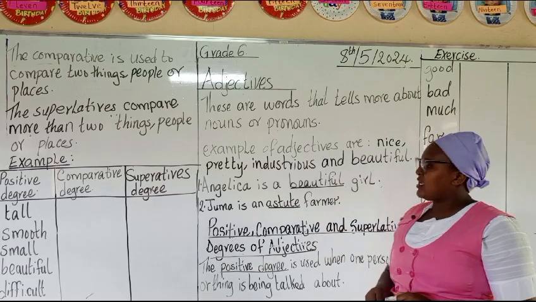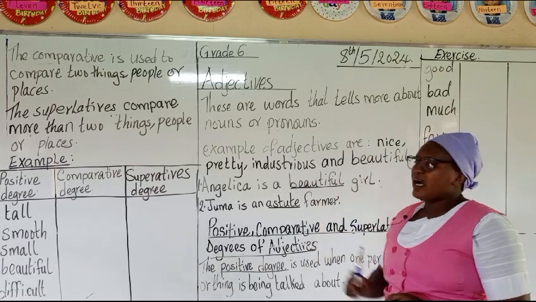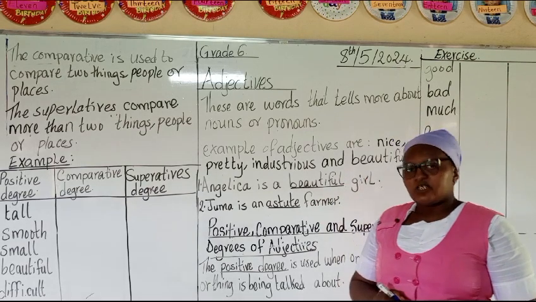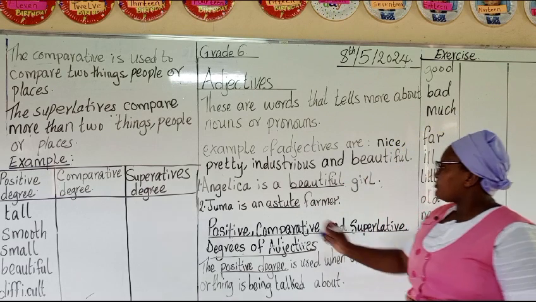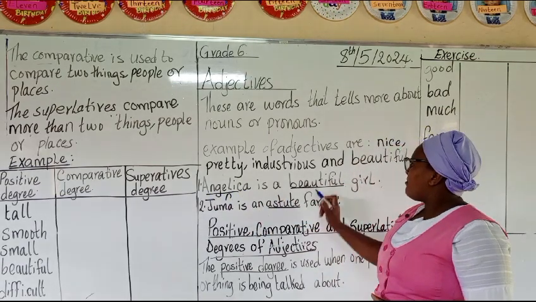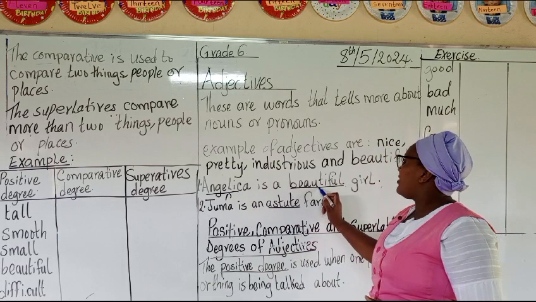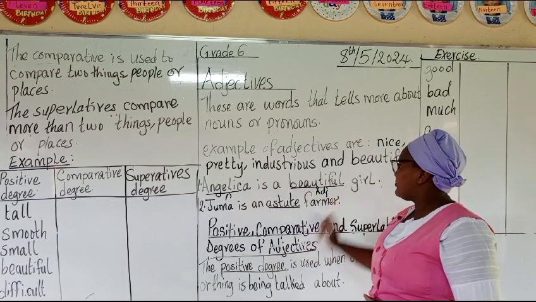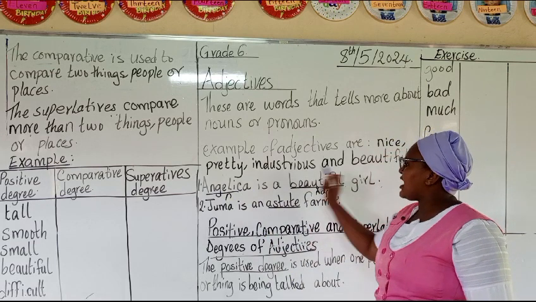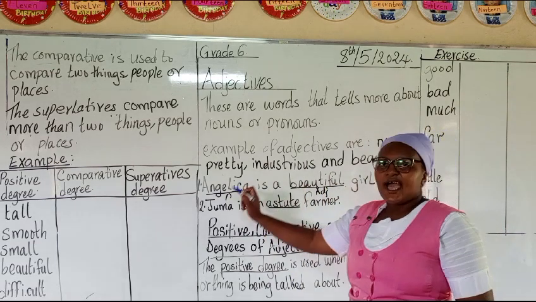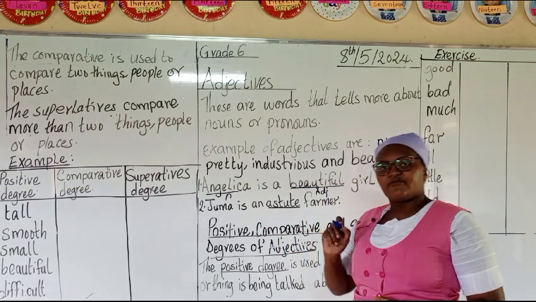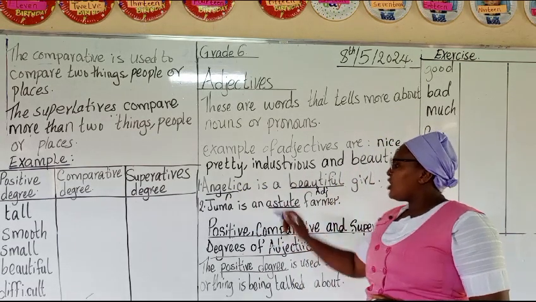In a statement, I can say, Angelica is a beautiful girl. Angelica is a noun. Beautiful is the adjective. This being the noun, we have the adjective because this is telling us more about Angelica. It is describing Angelica. Therefore, it's an adjective.